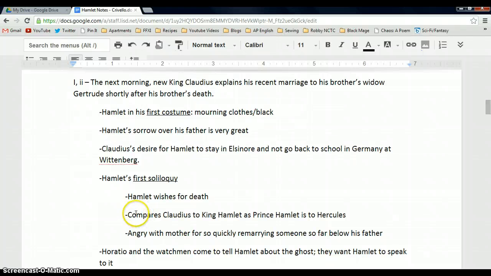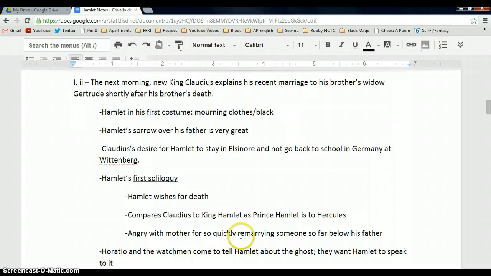Anyway, in this speech, Hamlet compares Claudius to King Hamlet in the same way as Prince Hamlet would be compared to Hercules. Hamlet is not a weakling, but he's not this big, muscly, godlike creature, just like Claudius is not big, muscly, and strong like King Hamlet. They're very different. Hamlet in this speech is also angry with his mother for so quickly remarrying someone so inferior to his father.